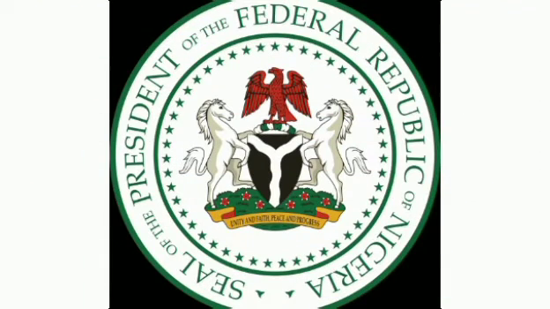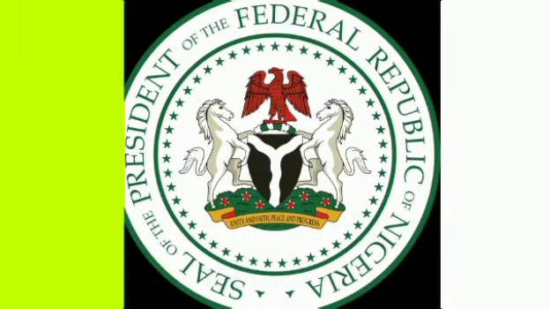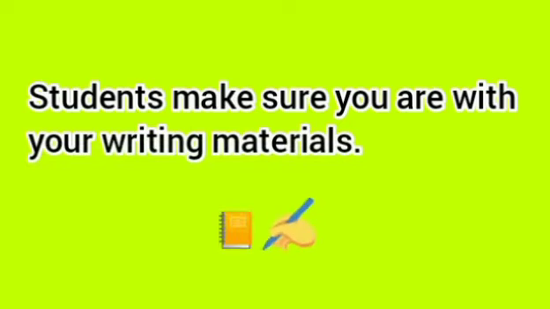Before I proceed further, can we still remember what is a presidential system of government? Can we still remember the meaning of presidential system of government? When we talk about presidential system of government, it is a system of government in which the head of state is also the head of government. That means one person is the head of state and that same person is the head of government. I hope we are with our writing materials. Are you with your writing materials, students?